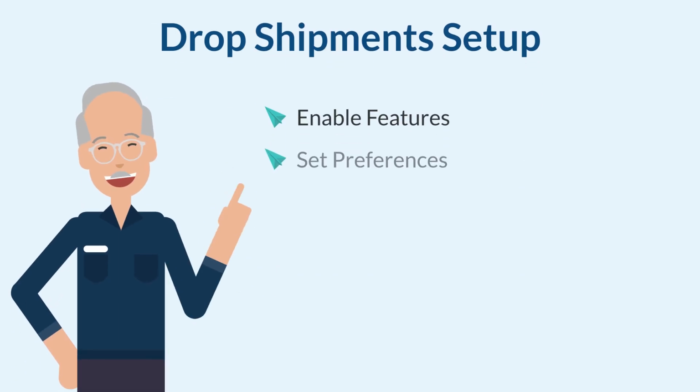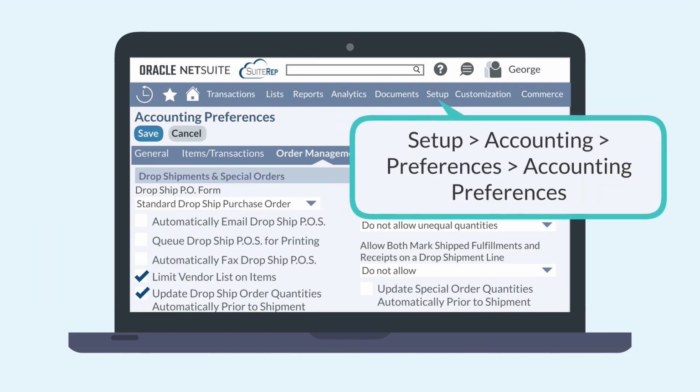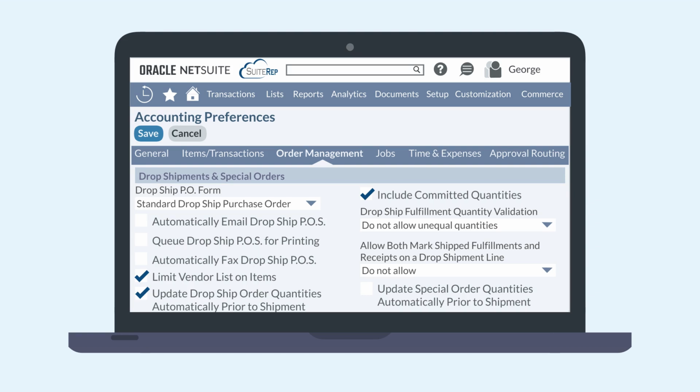Next, set some key preferences for drop shipments. To do that, navigate to Accounting Preferences, set up Accounting Preferences, and choose the Order Management tab. On that tab, scroll down to the Drop Shipments and Special Orders section. Here, you can set a number of different preferences. For example, you can use the Dropship PO form dropdown to select the purchase order form NetSuite will use when creating a PO for drop shipments.